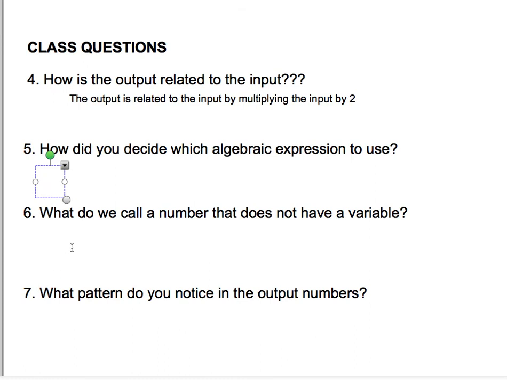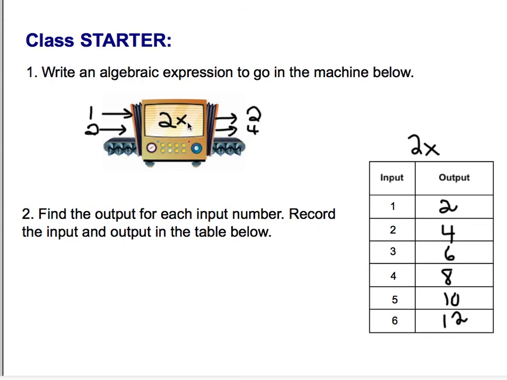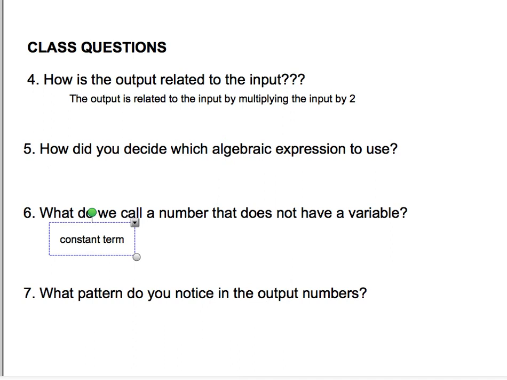And here it says, what do we call the number that does not have the variable? It's just a review. It's called the constant term. I'll give you an example here. In our algebraic expression here, we don't have a constant term. Actually, it'd be 0, but we don't have one. If my algebraic expression was 2x plus 1, then 1 is my constant term. It's the one that does not have the variable.